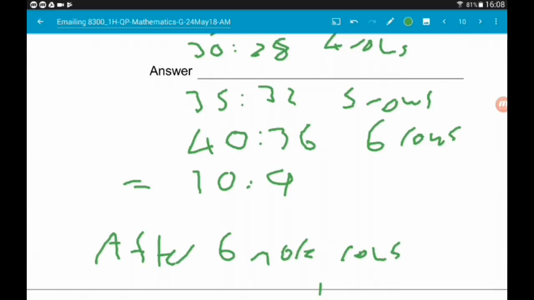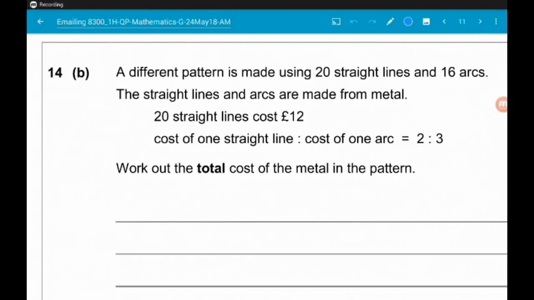Good times. Okay, then 14b, a different pattern is made using 20 straight lines and 16 arcs. The straight lines and arcs are made from metal. 20 straight lines costs £12. The cost of one straight line to the cost of one arc is 2 to 3. We want to work out the total cost of the pattern. So, first thing we can do here is work out the cost of one straight line.